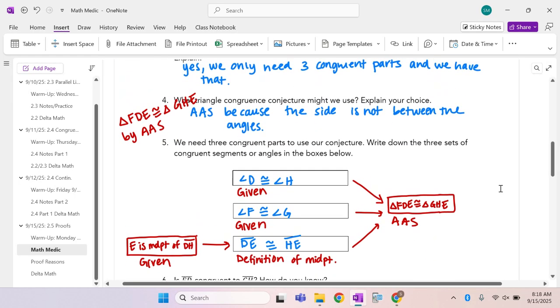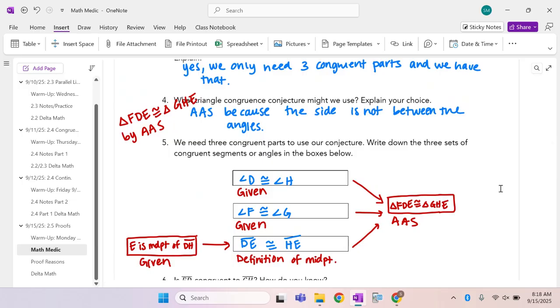Now, this is what we call kind of a flow proof. All right. So you already had your 3 congruent parts. So angles B and H were congruent, F and G were congruent, and side DE and HE were congruent. Because of that, we can assume that those 2 triangles are congruent. Now, what they mapped out in red here is what we're going to be doing a lot of today, which is proofs. Now, this is a specific type of proof called a flow proof, meaning if we have this information, that means it leads us to this, which then leads us to this, and so on and so forth.